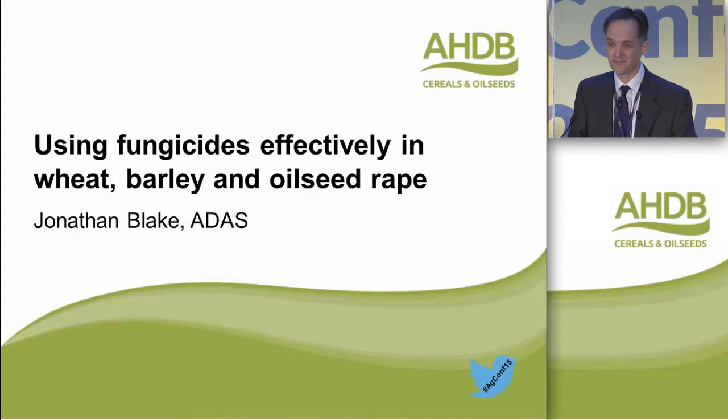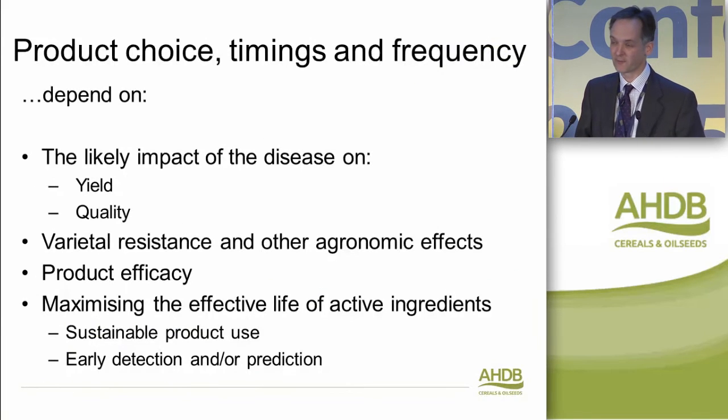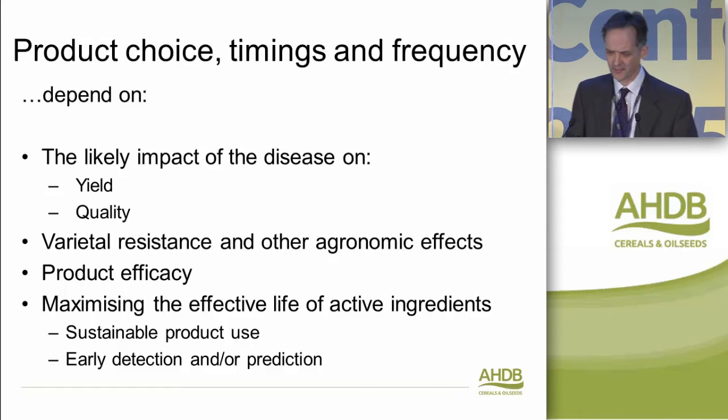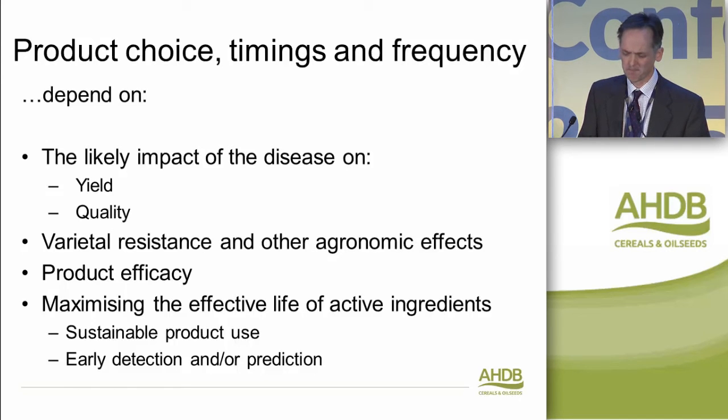Using fungicides effectively, to my mind, involves choosing the right products and then using them at the most appropriate timings and frequency. And in each given situation that we face in different crops and for different strategies, exactly what does that mean? Well, there's a number of factors that we need to reference. The impact of disease on yield is clearly something that we have to take into account. Quality too. We need to make sure our disease control programs are proportional to the amount of yield response that we see.